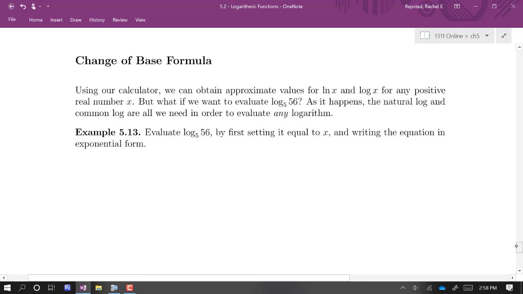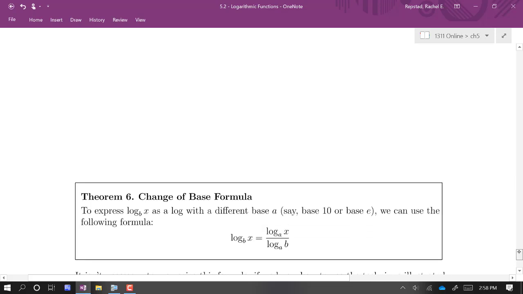All right, so we're going to finish this section by talking about the change of base formula. I usually don't remember the change of base formula. There's actually no need to memorize it if you know techniques for solving logarithmic or exponential equations, which we're going to learn and which we need to know anyway. So, the change of base formula is down here in Theorem 6.